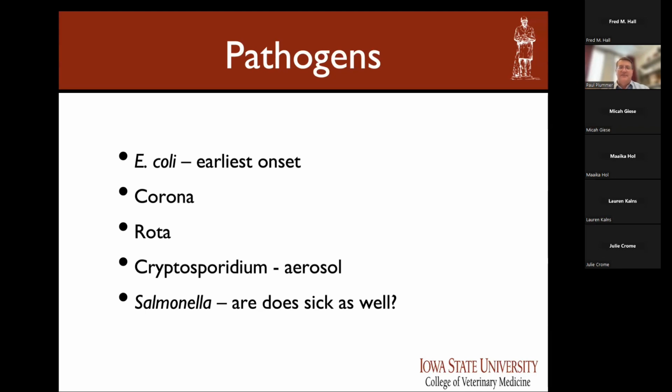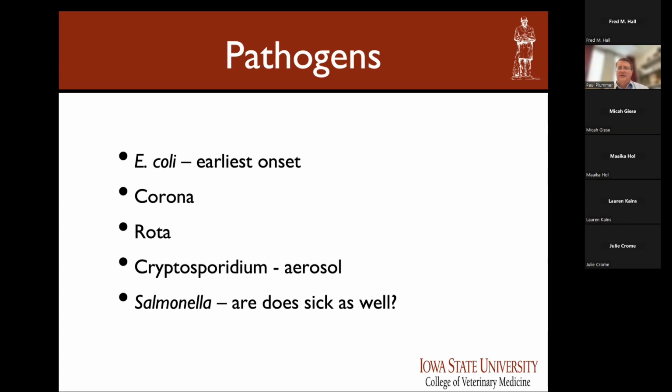So to keep the slides understandable, I've left them at a fairly high level, but we'll dive into those a little bit more in the presentation as we talk through each of these. So I mentioned two bacteria. The most frequent bacteria that we see, at least in our area, are E. coli and Salmonella, the top and the bottom on this list here.